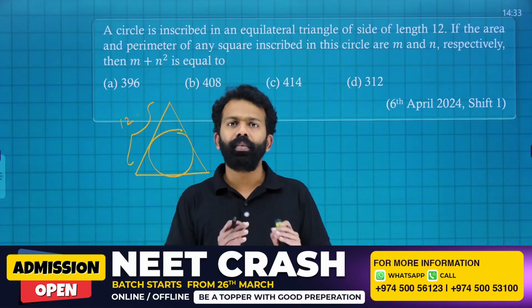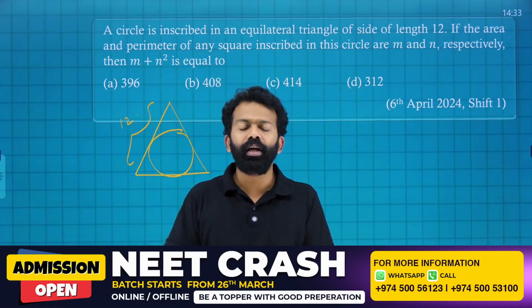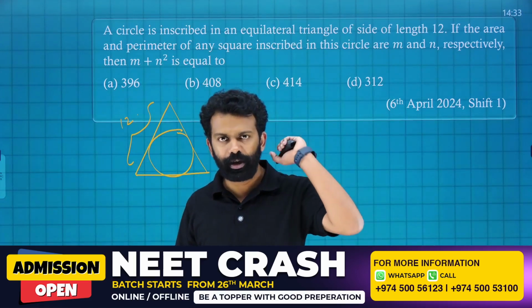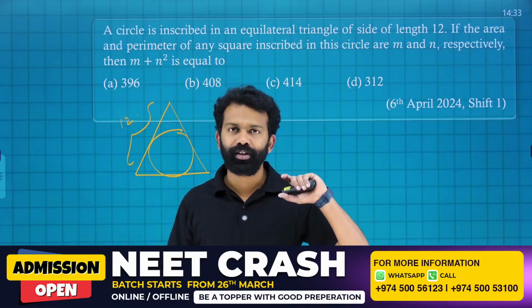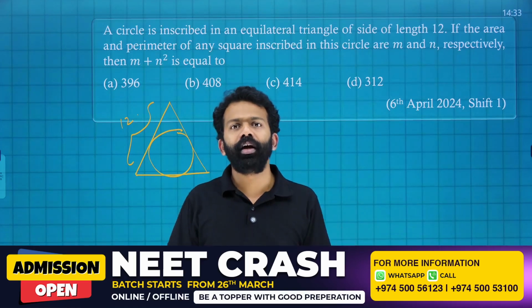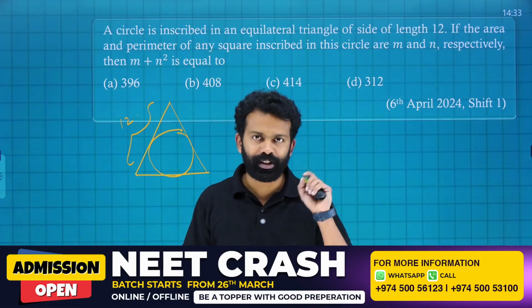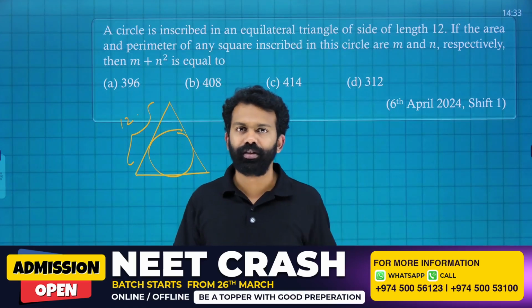See, what is m and n? m is the area and n is the perimeter of a square which is inscribed in a circle. To find the area and perimeter of a square which is inscribed in a circle, we need to find the side of that square, right?